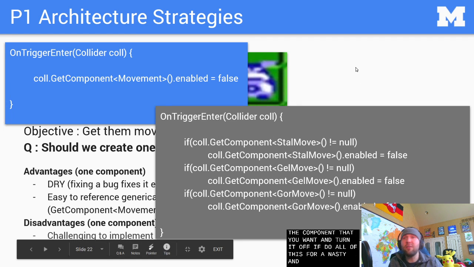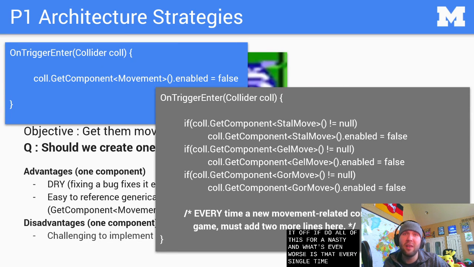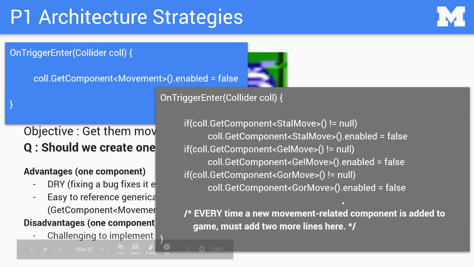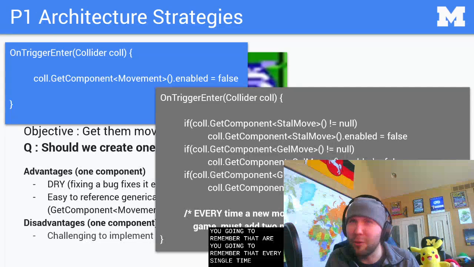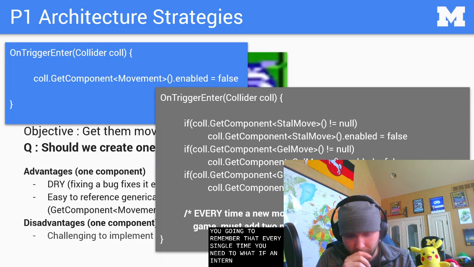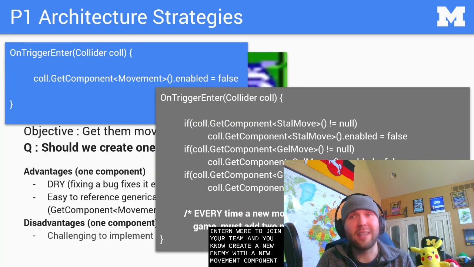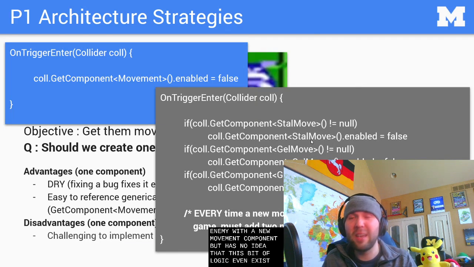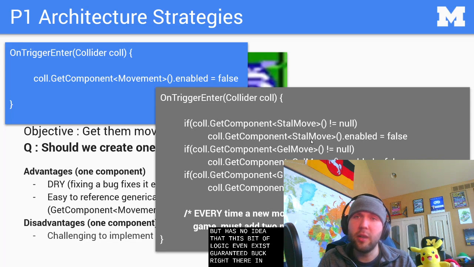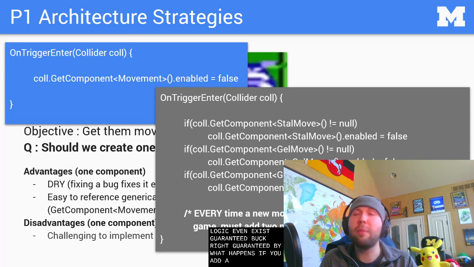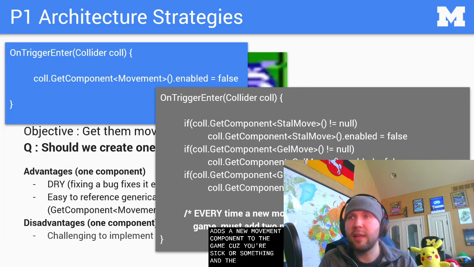It's very nasty. And what's even worse is that every time you create a new enemy and a new movement component, you have to remember to add two new lines to this piece of code. This logic needs to grow by two. And let me ask, are you going to remember that? Are you going to remember that every single time you need to? What if an intern were to join your team and creates a new enemy with a new movement component, but has no idea that this bit of logic even exists. Guaranteed bug, right? Guaranteed bug. What happens if your teammate adds a new movement component to the game because you're sick or something? And they're doing your movement-related work.